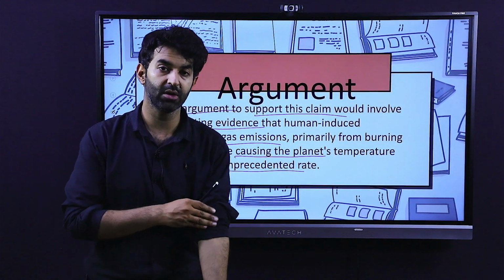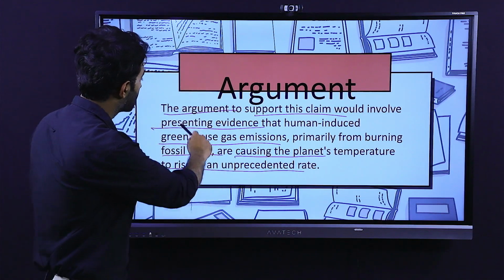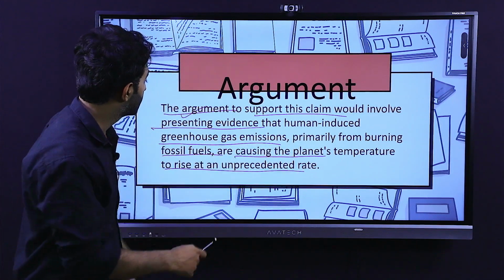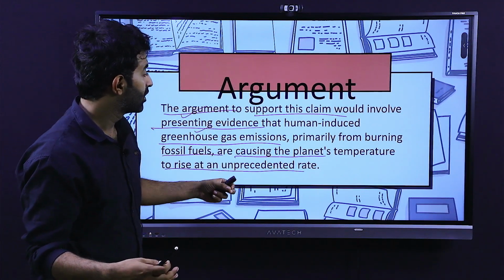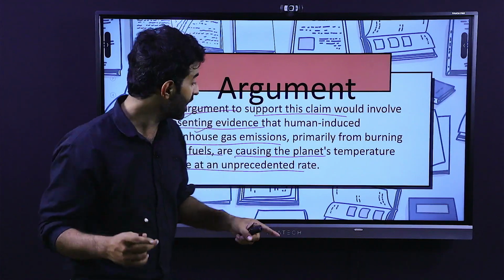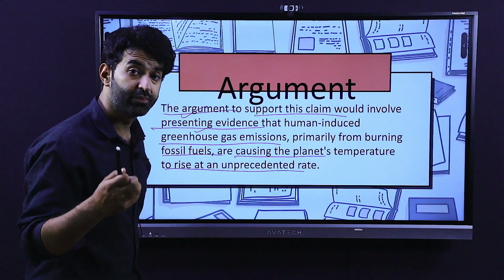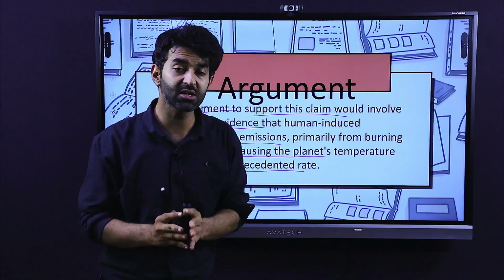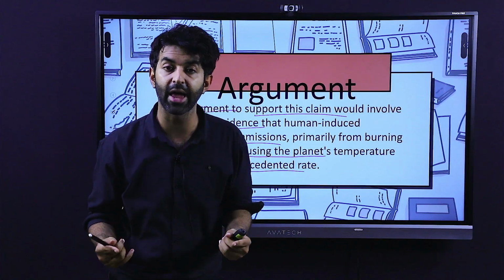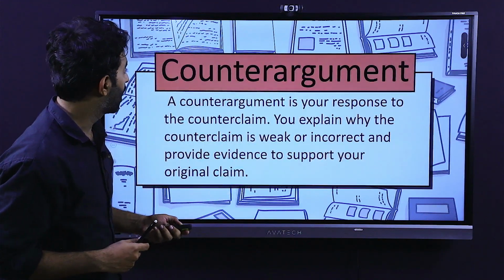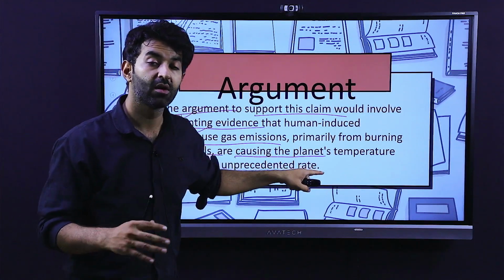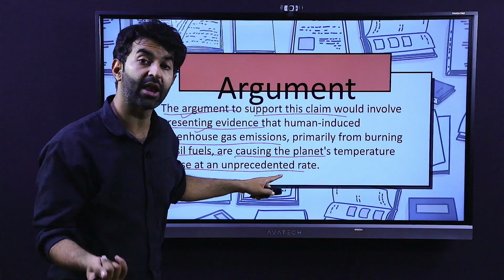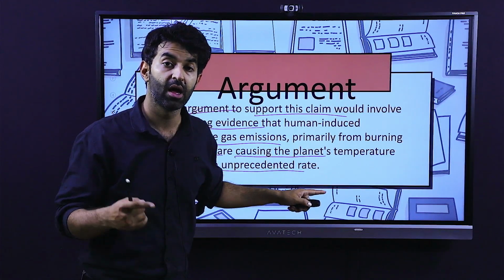I can give you an argument that what humans are doing is they are emitting greenhouse gases. Human-induced greenhouse gases, primarily taken from the burning of fossil fuels, are causing the planet's temperature to rise. Now this is my argument in support of my claim. This can be verified from any factual, rich source. So it is very easy to come up with a counter argument to my argument that is supporting my claim.